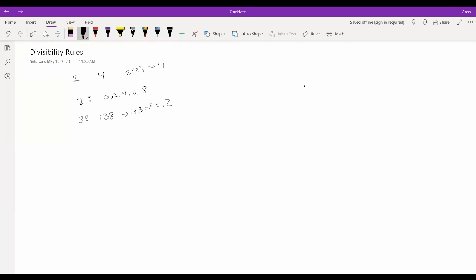So next would be 5, which again, like 2, has a very simple divisibility rule. Simply, the last digit has to be either a 0 or a 5.